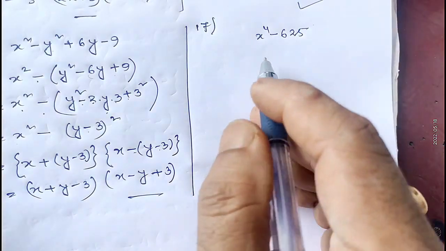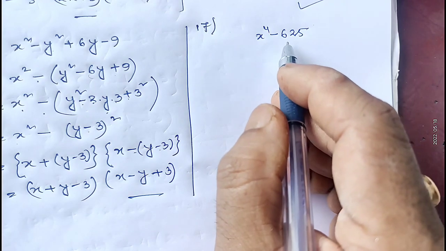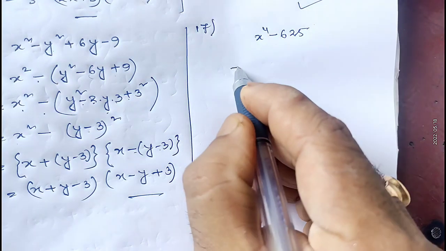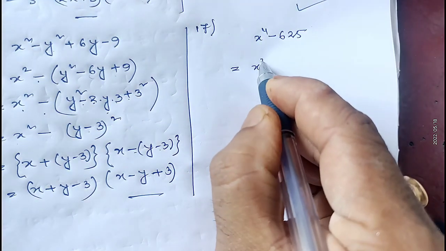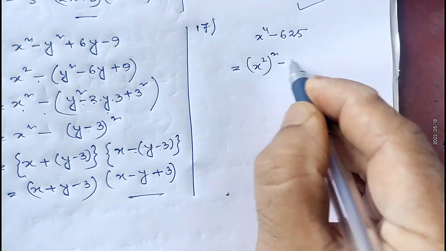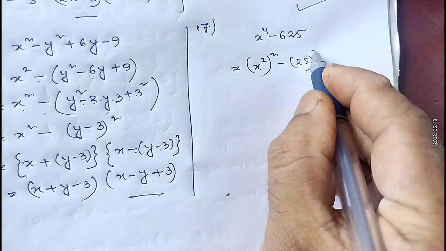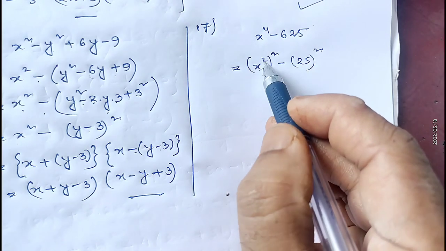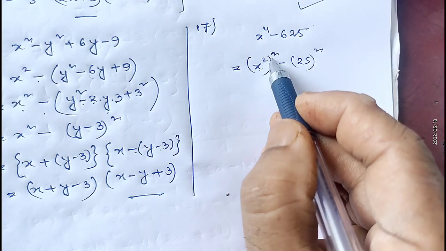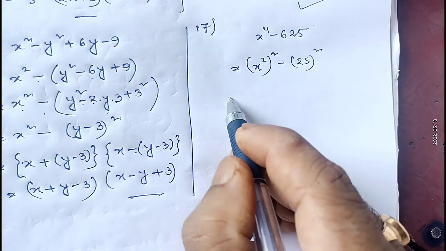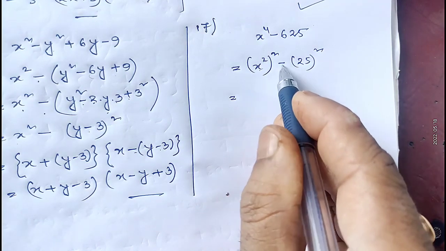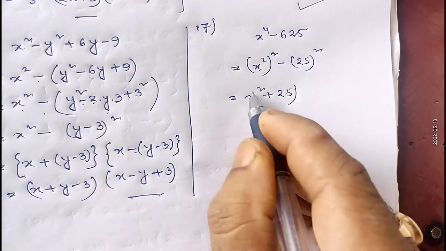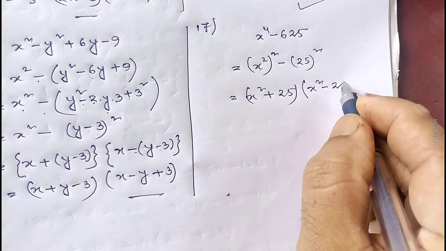In question number 17, it is given x to the power 4 minus 625. Now since 625 is a perfect square, we can write it like this: (x square) square minus 25 square, because 25 square is 625, and x to the power 4 can be written as (x square) square. Powers are always multiplied, so 2 times 2 is 4. Now we have a square minus b square, which gives (a plus b) into (a minus b).